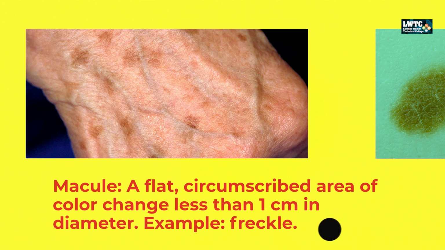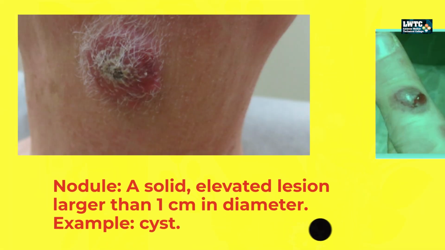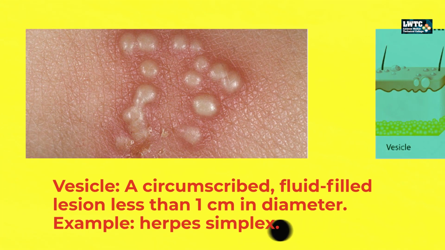Macule: a flat, circumscribed area of color change less than 1 cm in diameter. Example: freckle. Papule: a solid elevation of the skin less than 1 cm in diameter. Example: mole. Nodule: a solid, elevated lesion larger than 1 cm in diameter. Example: cyst. Vesicle: a circumscribed, fluid-filled lesion less than 1 cm in diameter.